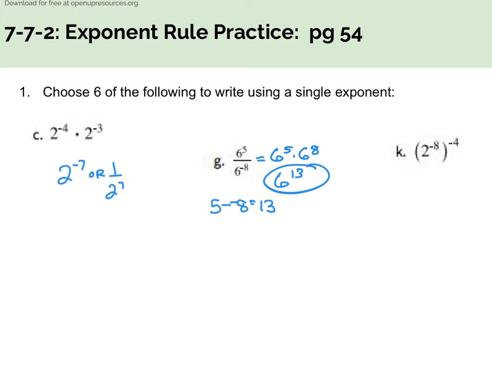And then as far as kind of walking through these ones, we can multiply those numbers together. So we can say negative 8 times negative 4. So negative 8 times a negative 4 is positive 32. So it's 2 to the 32nd power.